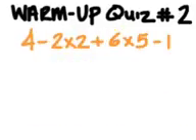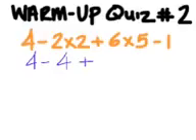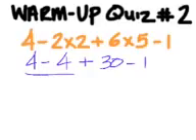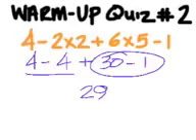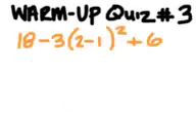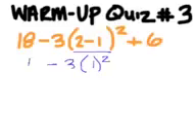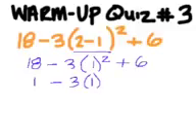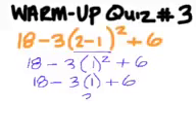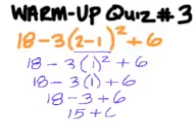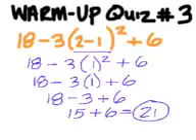Number 2. You have to do 2 times 2 to get 4, and then 6 times 5 to get 30. 4 minus 4 is 0, so you're just left with 30 minus 1, which is 29. Problem 3. You have to do 2 minus 1 first to get 1, and then go back and square that to come up with 1, and multiply it by 3 to get 3. 18 minus 3 is 15, plus 6 is 21.